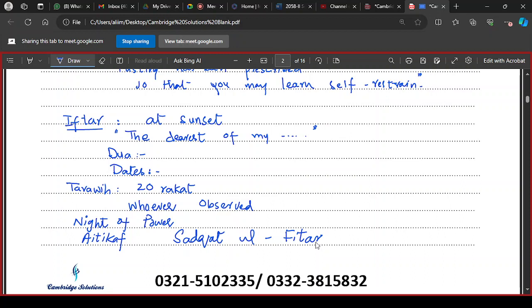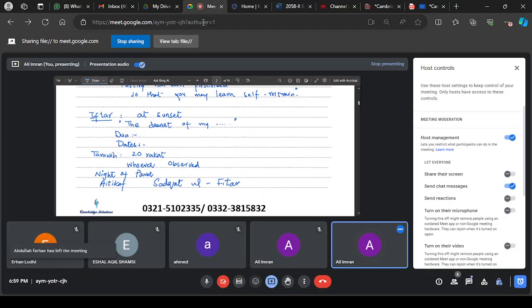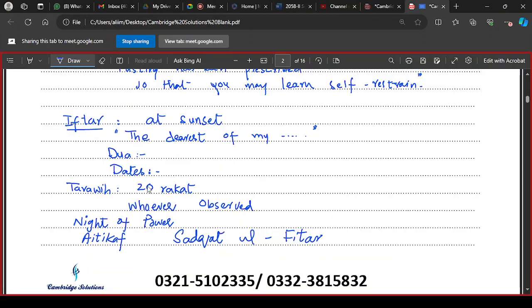Whenever you have a question about the daily observances for the month of Ramzan, you have to describe your answer in this way. You will not talk in detail about the benefits; you will just mention how this month is usually observed and what the daily practices and observances of the Muslims are during this month. So this is one of the main questions usually asked from this topic.